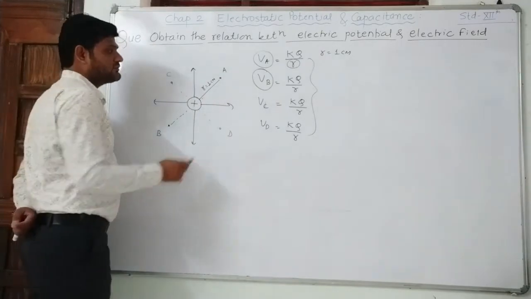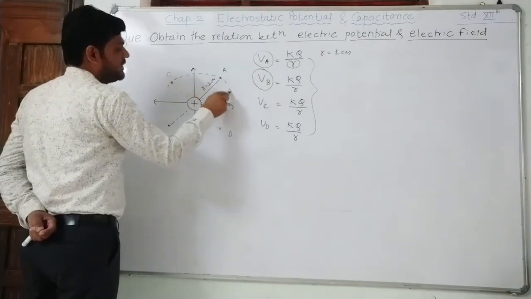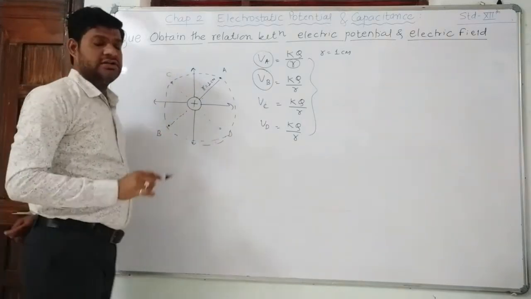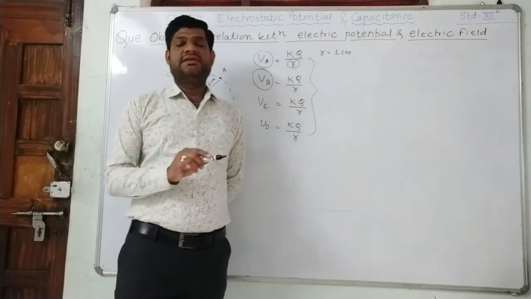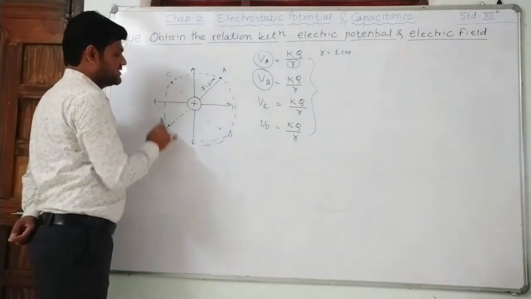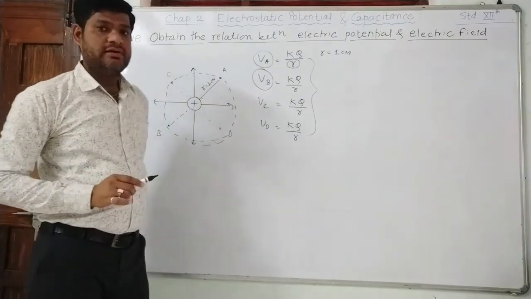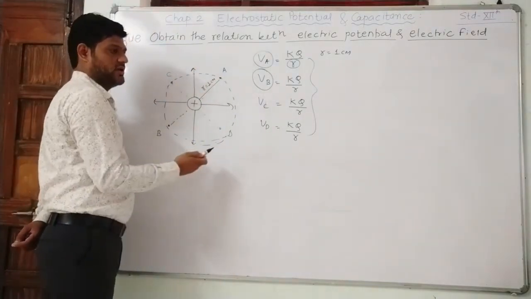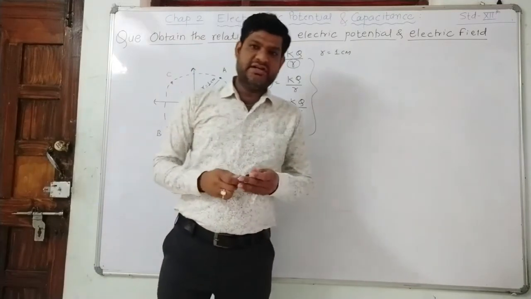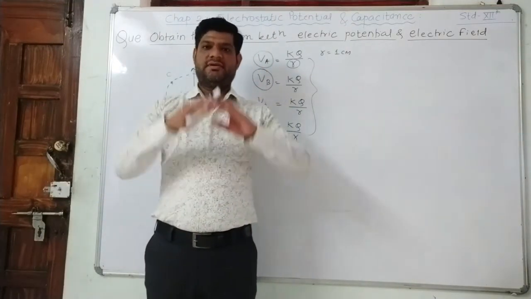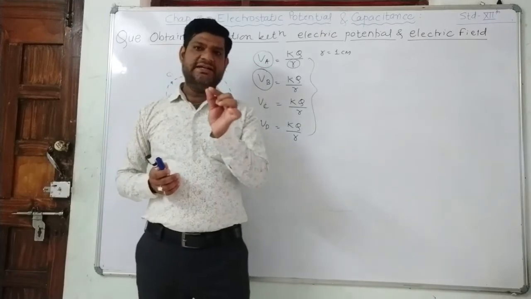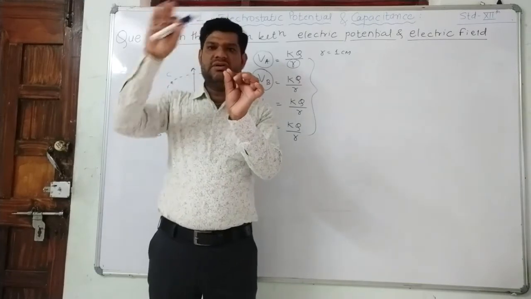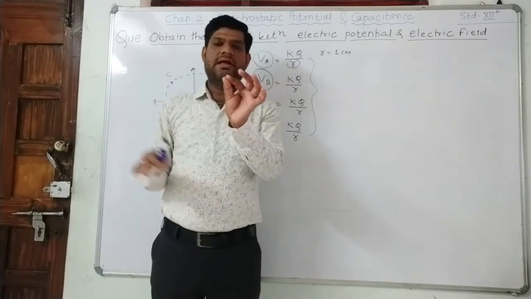If we draw an imaginary surface by joining A, B, C, D, these points which are at a distance of 1 centimeter from the source charge, we get a sphere, right? We can consider a football. At the center of the football, inside, there is a charge, and you consider the surface of the football.